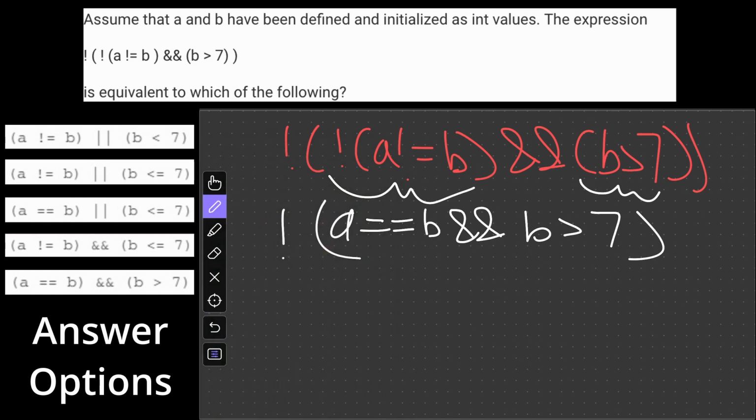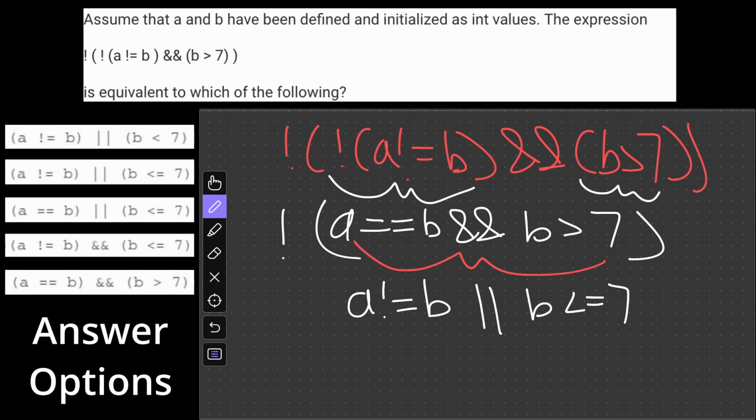So what would make this expression true is when this inside expression, this one, is false, right? And what would make it false? Either A is not equal to B, or B is less than or equal to 7. Why equal? Because B is greater than 7, so we have 8, 9, 10, 11. But if it's 7, this would be false. 7 is not greater than 7, right? So less than or equal to 7. And this is the end of our simplifying. And here we can see we have an exact match with this expression on option B. A is not equal to B, or B is less than or equal to 7.